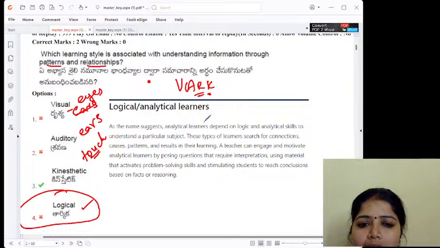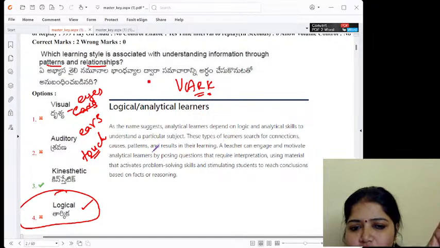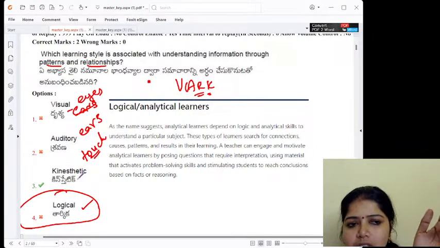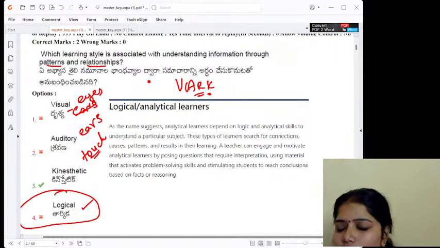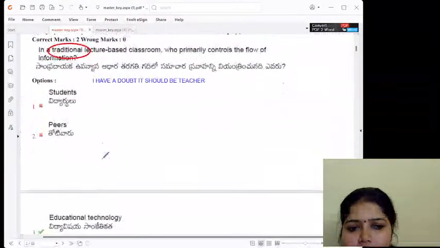The logical analytical learner connects things by means of patterns and connections, and creates the relationships. So for the first question I have a doubt, and those who wish to challenge, this can be challenged.